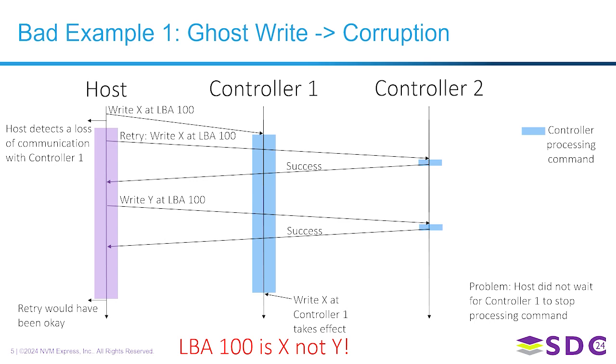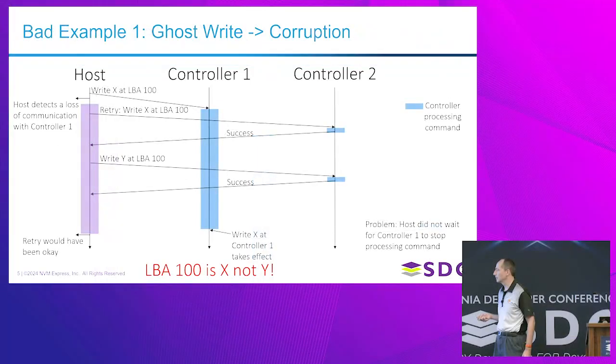And so the host decides to turn around and send that command over to this other controller that I'm talking to, this other path that I have available to me. And that one executes just fine, really quickly, and it gets back. And so I am done writing X at that address. I can move on to the next dependent write, and I can write the next value. And I get back, and I think everything's going just fine.